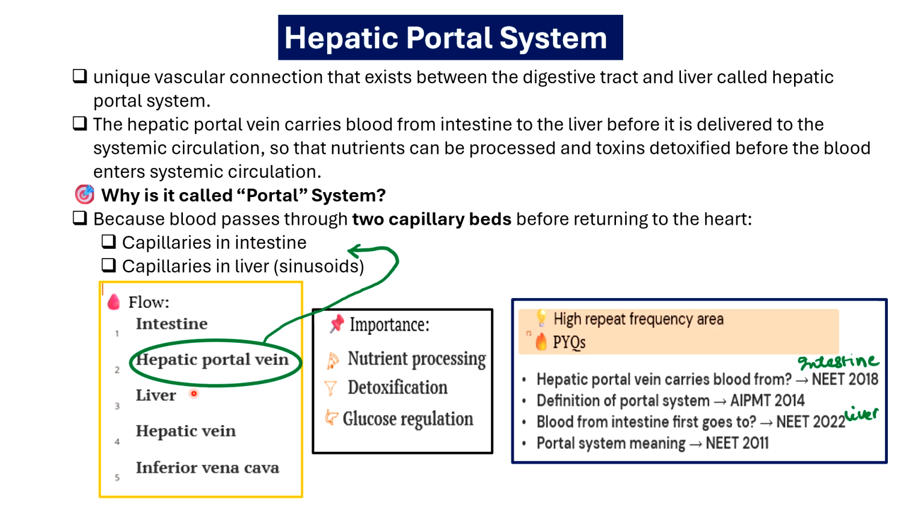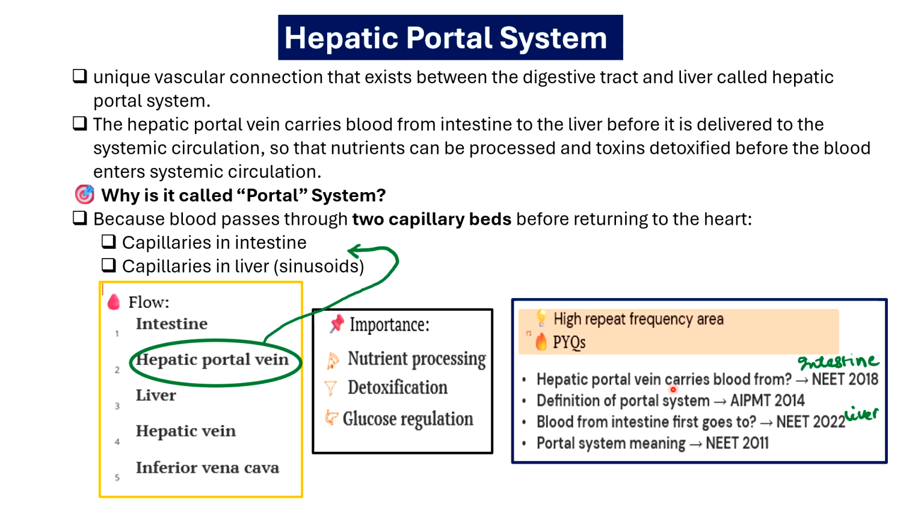Now, when this blood reaches the liver from the intestine, nutrient processing, detoxification and glucose regulation take place. Then from the liver, the hepatic vein carries the deoxygenated blood, which is transferred to the heart through the inferior vena cava. Is that clear? So now you understand the importance of the hepatic portal system.